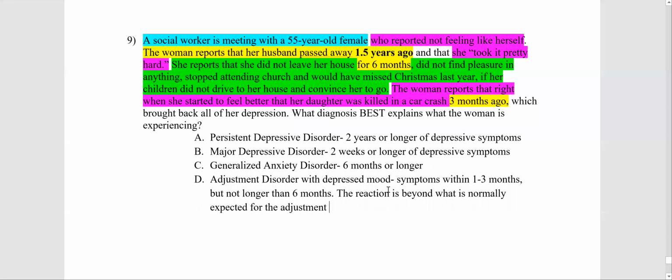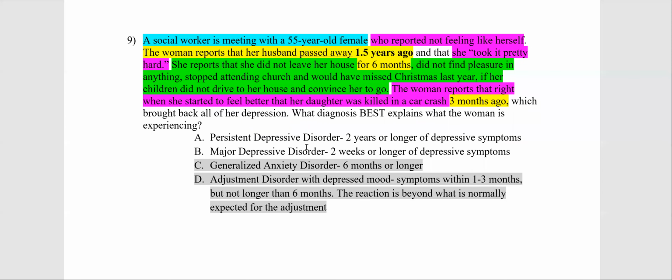So right off the get-go, we're going to rule out generalized anxiety disorder because it does not describe any anxiety in the situation. We're looking at more of depression. So we have persistent depressive disorder, we have major depressive disorder, or we have adjustment disorder with depressed mood. So we are going to rule out adjustment disorder with depressed mood because some people may look at it and be like, well, dude, she didn't leave the house for 6 months.